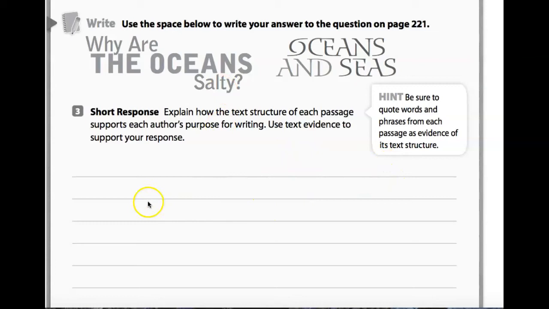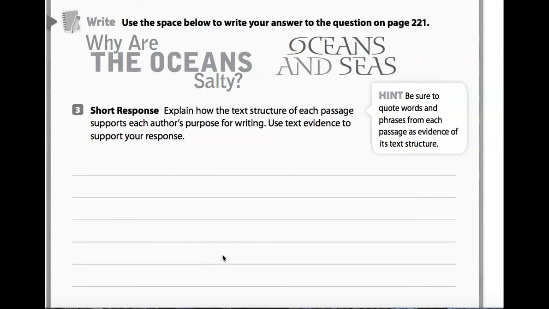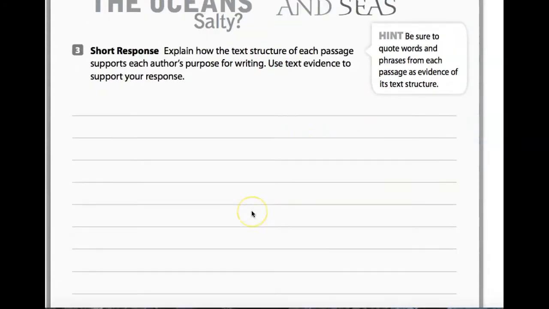and then tell why the author wrote it and give some examples. Okay, and then you would say the text structure of oceans and seas supports the author's purpose in that he was writing to what? Compare and contrast, right? Okay, and then use text evidence to support your response.